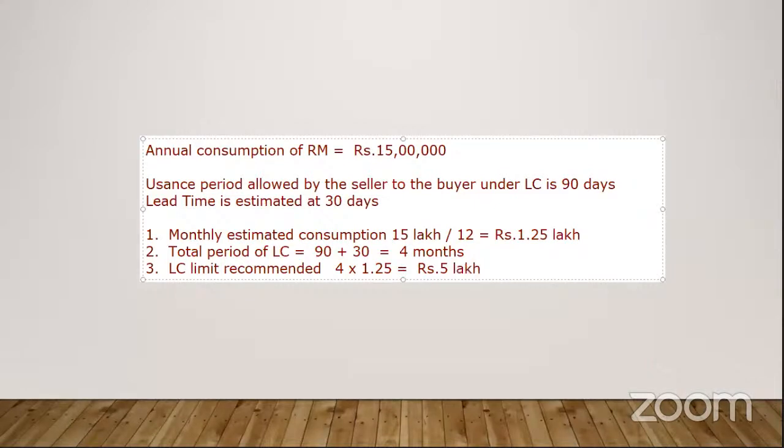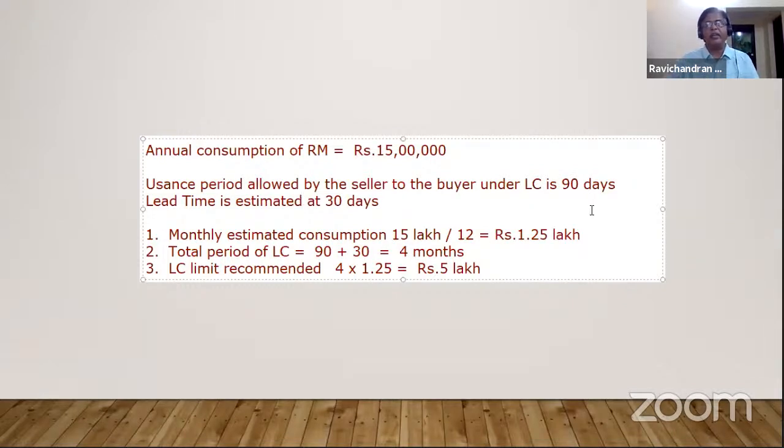Here the same answer we are getting, but sometimes it may vary, because here the total period taken is 4 months. That is why same answer we got. Otherwise it will be 4 months into 1.25 lakhs. 5 lakh worth of LC limit is required for this, because the first LC will be expired only after 4 months. So each and every month 1.25 lakhs worth of LC is to be opened. At the end of 4 months, the total LC outstanding will come to 5 lakhs.